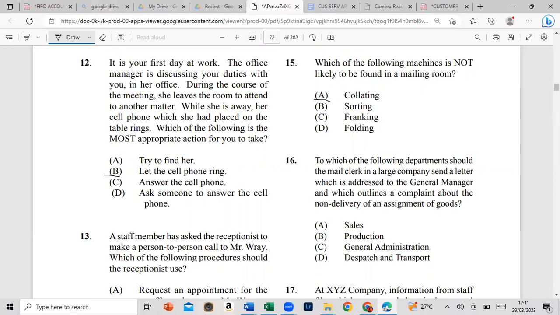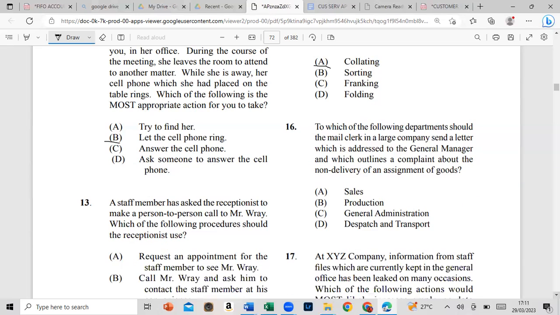Let's move on to number 16. To which of the following departments should the mail clerk in a large company send a letter which is addressed to the general manager and which outlines a complaint about the non-delivery of an assignment of goods? Is it A, sales, B, production, C, general administration, or D, dispatch and transport? And that would be the sales department. Alright, they will dispatch it.